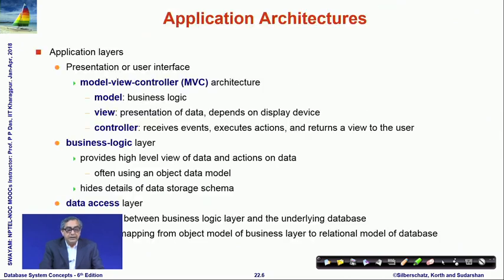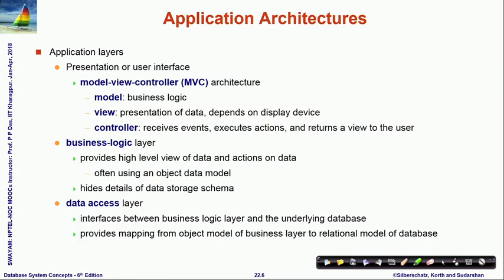In terms of the application architecture, again we have the presentation layer or user interface, the business logic layer and the data access layer: the front end, the middle tier and the back end. In the presentation layer, it is typical that applications follow what is now known as the MVC architecture, model view controller architecture, where the model is the business logic implemented in terms of the front-end information. View is the actual presentation of the data, the HTML, and the controller is the one who receives different events, executes actions and so on. Then we will go into the other layers.